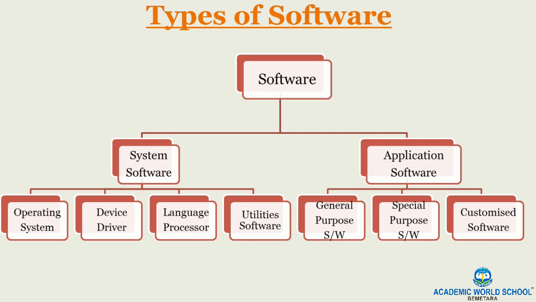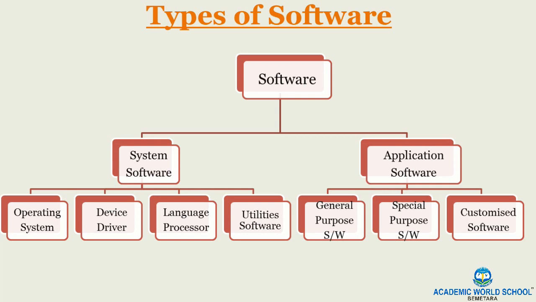The next one is special purpose software. As the name suggests, it is software used for a special task. Special task means, like for accounting work, we require software which can work for accounting tasks only. For that we have a software, that is Tally. So Tally will be called a special purpose software.